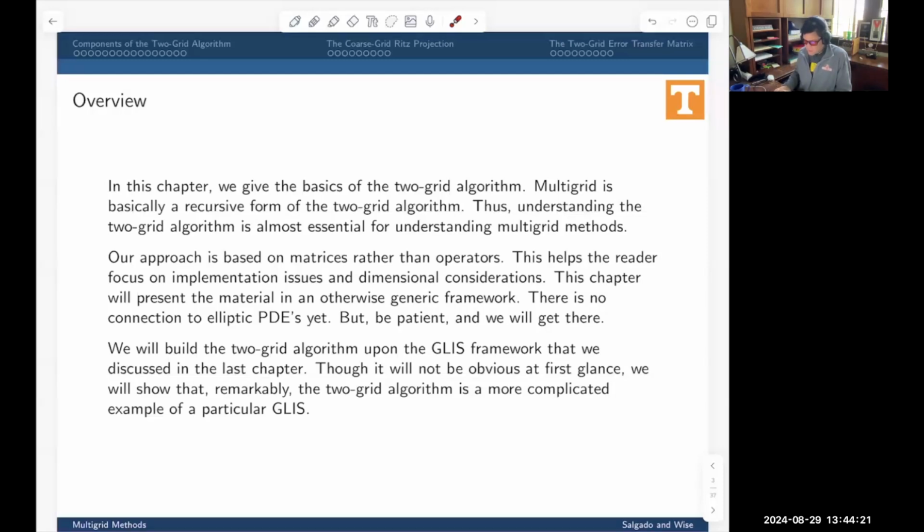Okay, so we're going to show that this new object called the 2-grid algorithm is actually just kind of a fancy general linear iterative scheme. It's going to be a lot more complicated, a lot fancier, but it's going to have the same basic generic structure that we've already seen. So we know how to analyze that. We have to calculate the error transfer matrix, et cetera, and so that's kind of how we're going to do this.